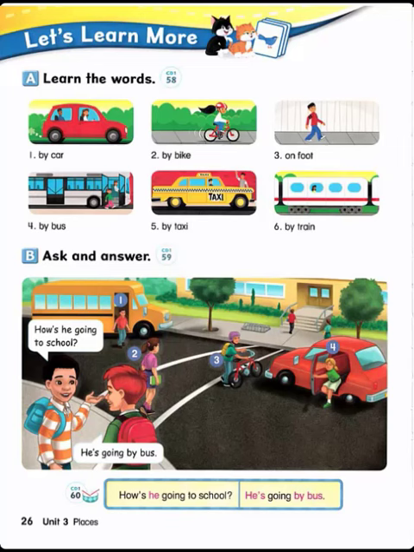Page 26. Drum track. How's he going to school? He's going by bus. How's she going to school? She's going on foot. How is he going to school? He's going by bike. How's she going to school? She's going by car.